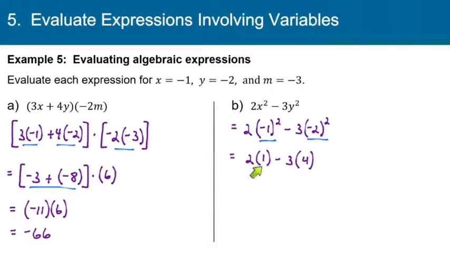So now we have 2 times 1 minus 3 times 4. At this point we can go ahead with multiplication. So 2 times 1 will be 2, minus 3 times 4 is 12.